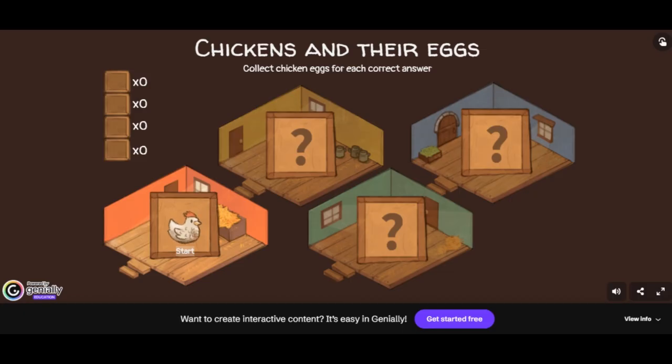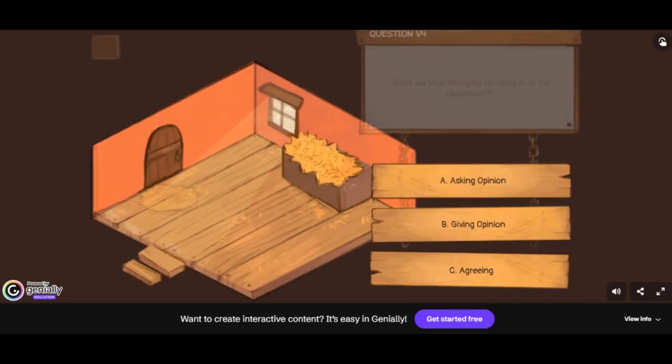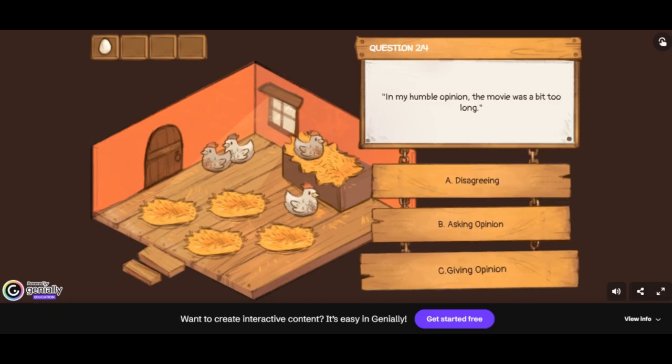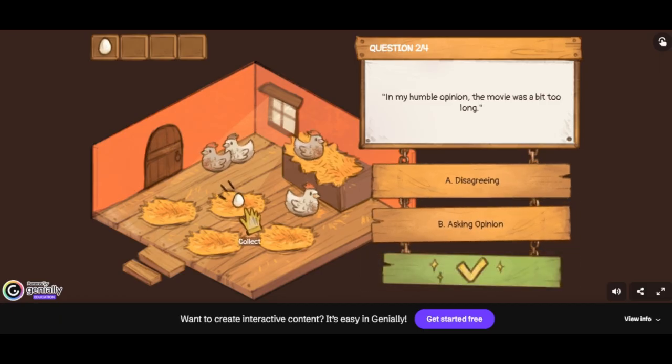The first level is the chicken. In this level, the students need to feed the chicken. However, before they can do that, they must answer a question correctly. If their answer is correct, the chicken lays an egg, and the egg becomes their point. The students continue answering questions to collect as many eggs as possible.